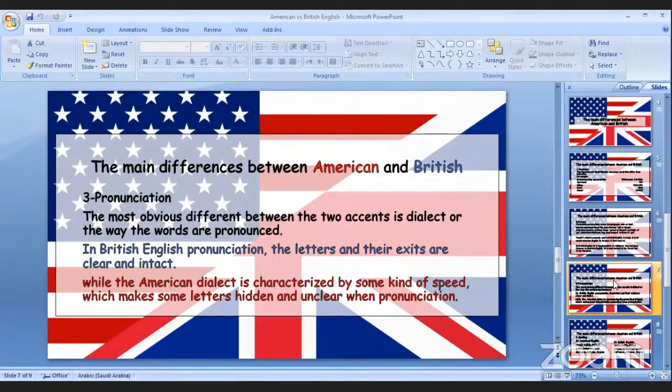The main differences between American and British pronunciation: the most obvious difference between the two accents is dialect, or the way the words are pronounced. In British English, the letters and their accents are clear and intact, while the American dialect is characterized by some kind of speed, which makes some letters hidden and unclear in pronunciation.